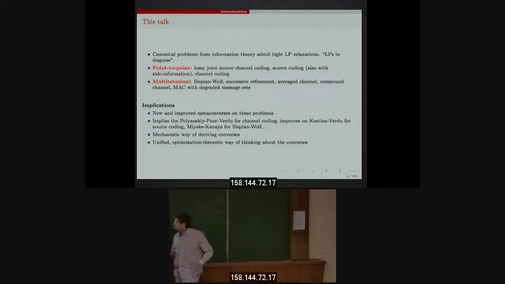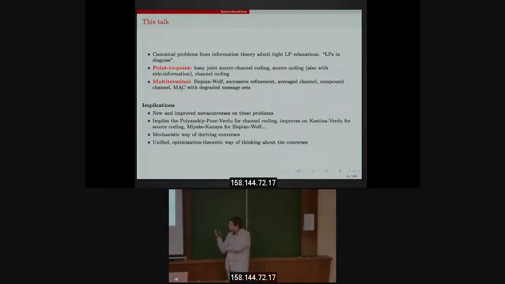And the implications of this would be that it would yield new and improved converses for these problems. That would imply the Polyanskiy-Verdú converse for channel coding. It would improve on the Kostina-Verdú converses for source coding, Miyake converse for Slepian-Wolf coding, etc. You also get a mechanistic way of deriving converses for any problem, whether it's point-to-point or network. You get a way to verify if an expression is a converse, and a unified optimization-theoretic way of thinking about converses. This is all finite block length.